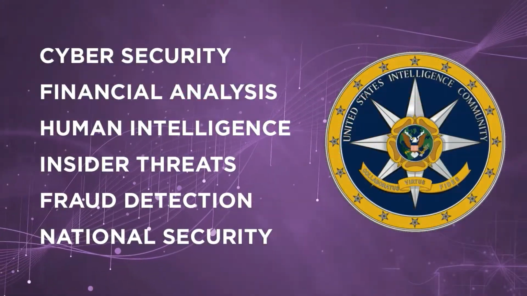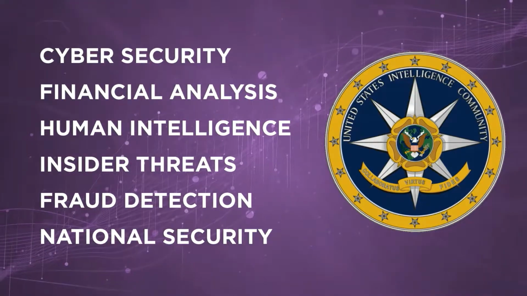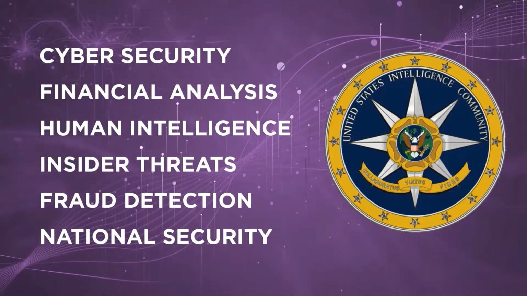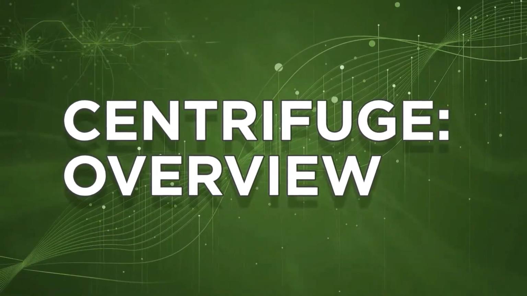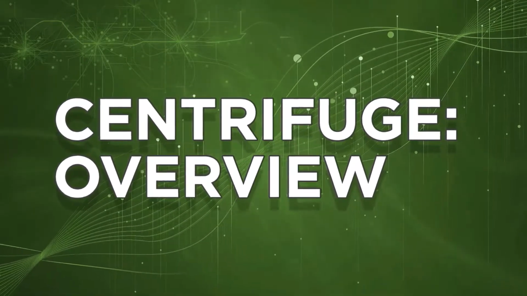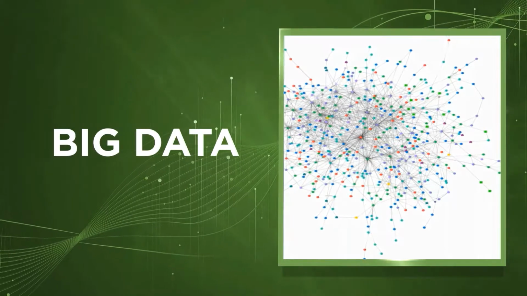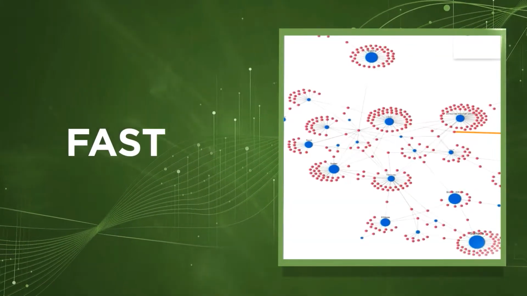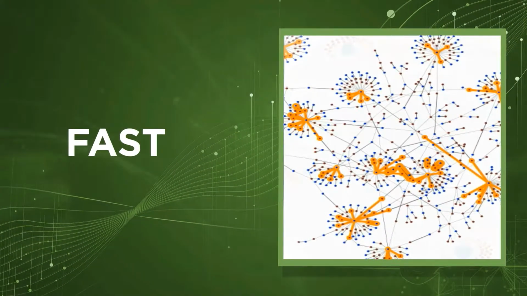It's no wonder Centrifuge is currently being used by 5 of the 6 largest intelligence agencies, including the FBI. Centrifuge Analytics is robust, with the ability to analyze big data from multiple data sources, avoiding traditional stovepipes. It's fast, with visualizations that can appear in seconds after search parameters have been entered by a user.